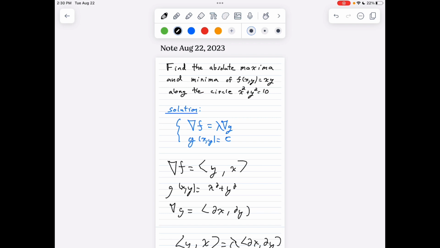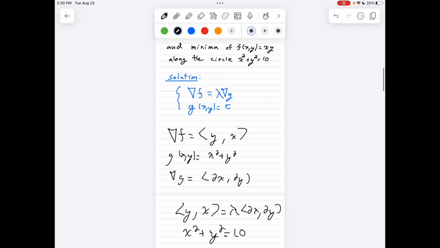The gradient of f equals lambda times the gradient of g, where lambda is a real number, and g of x, y equals c. Now, the first steps here are to find the gradient of f, which is the vector that you form when you take the partial of f with respect to x, which is y, and then comma the partial of f with respect to y, which is x. Then we need to find what g is. G is basically the function that's on the other side of the constant, x squared plus y squared, and we take the gradient of that as well, similarly 2x comma 2y.